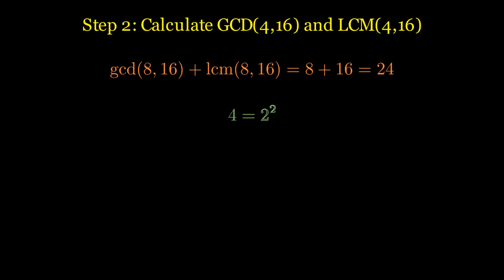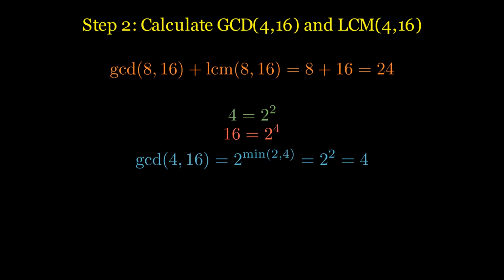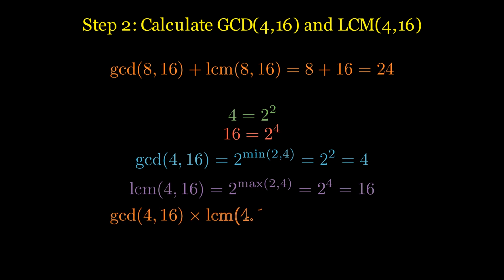Now, let's find the GCD and LCM of 4 and 16. 4 is 2 squared, and 16 is 2 to the power 4. The GCD is the minimum of the exponents, which is 2 squared equals 4. The LCM is the maximum of the exponents, which is 2 to the power 4 equals 16. So, the denominator part becomes 4 times 16 equals 64.